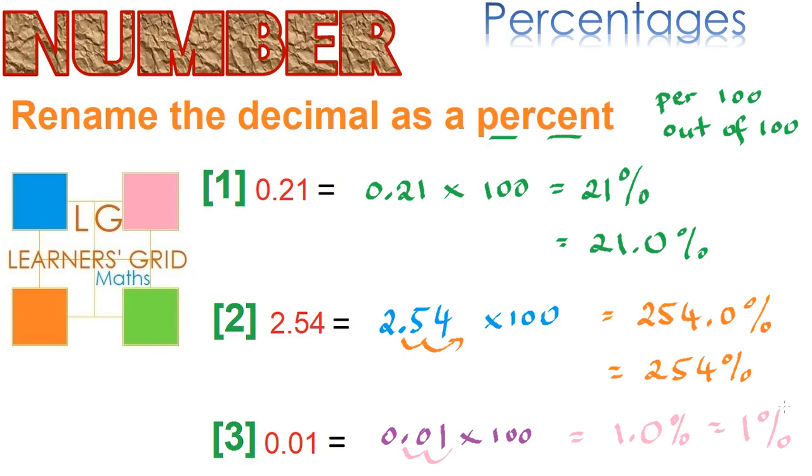And by moving the decimal point 2 places to the right, what we've actually done is multiplied the decimal by 100. And that's a very nice and simple way to do these kinds of problems.